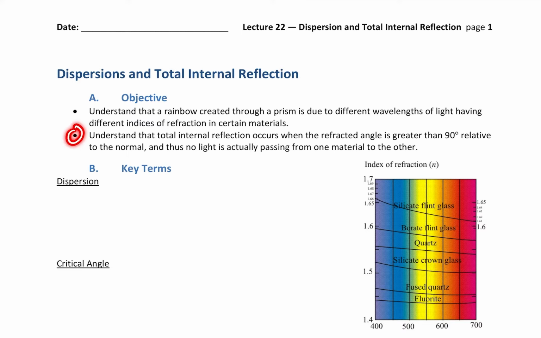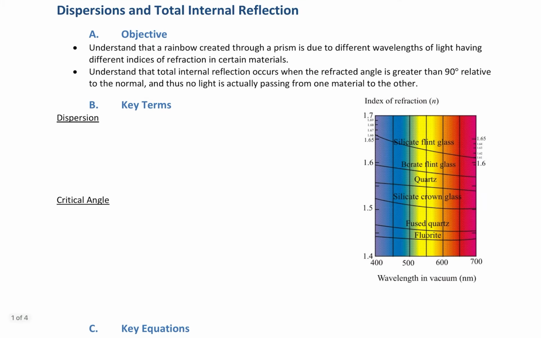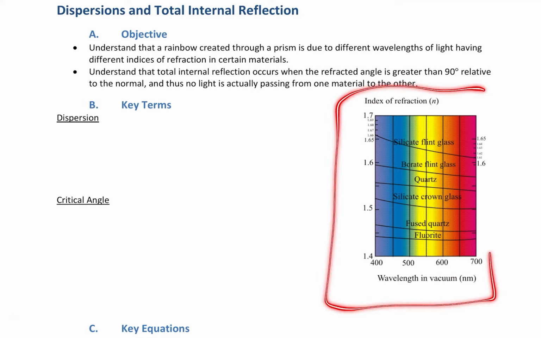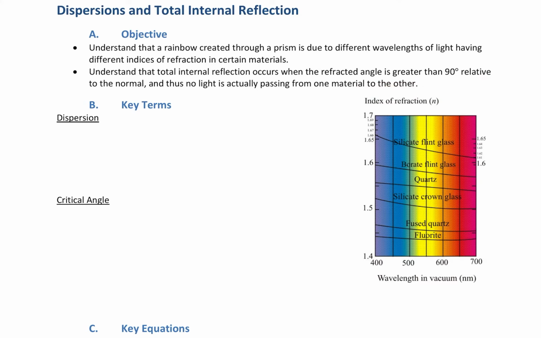So our second objective is to understand that total internal reflection occurs when the refracted angle is greater than 90 degrees, or exactly equal to it, but practically usually greater, relative to the normal, as we always measure the refractive angles. And thus, no light actually passes from one material to another, okay? So it's hence the name, total internal reflection. Well, let's define our key terms, make sense of this figure over here, and get into the examples.